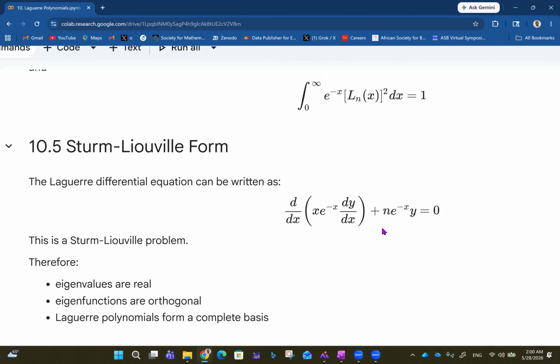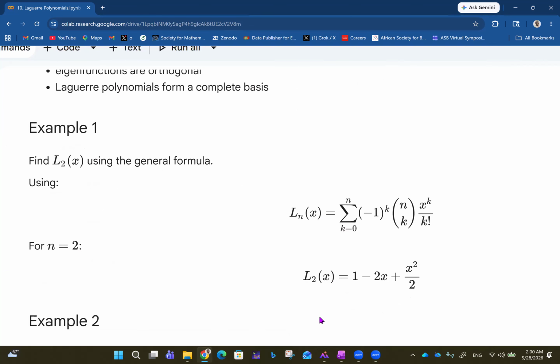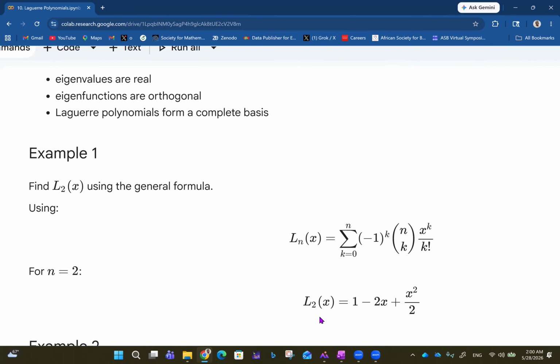If you expand this, you see that it looks like exactly what we had before. So this is a Sturm-Liouville problem. Therefore, eigenvalues will be real, eigenfunctions are orthogonal, and Laguerre polynomials form a complete basis. For example 1, now find L2 using the general formula.